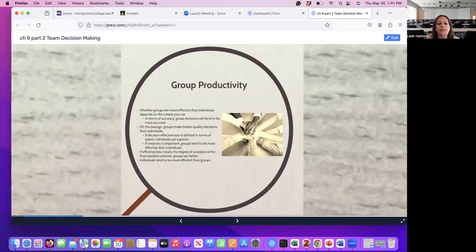Whether groups are more effective than individuals depends on the criteria you use. In terms of accuracy, group decisions will tend to be more accurate. On average, groups make better quality decisions than individuals. If decision effectiveness is defined in terms of speed, individuals are superior. If creativity is important, groups tend to be more effective than individuals. If effectiveness means the degree of acceptance of the final solution achieved, groups are better. Individuals tend to be more efficient than groups.